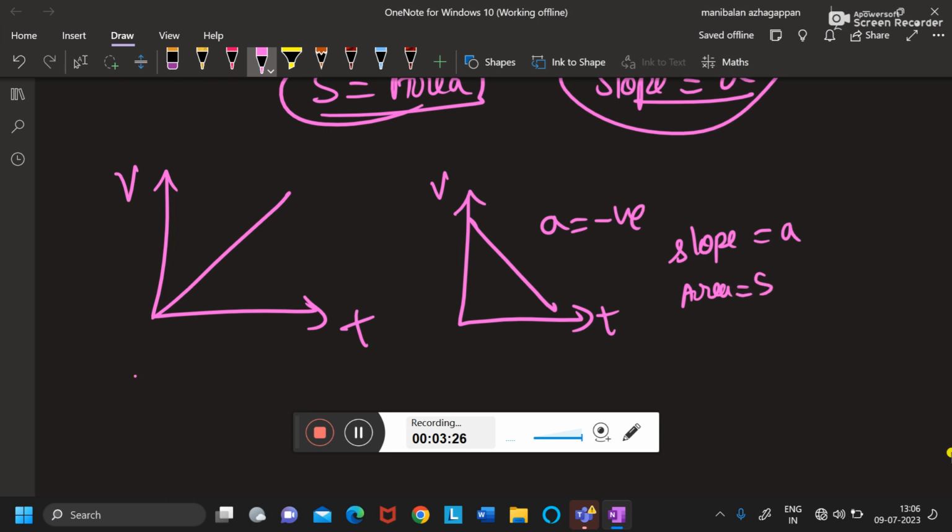Okay, the next one, velocity versus time graph, a straight line will give uniform velocity. Okay, uniform velocity.